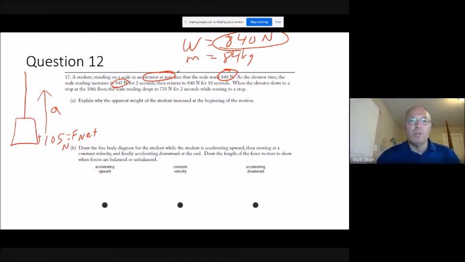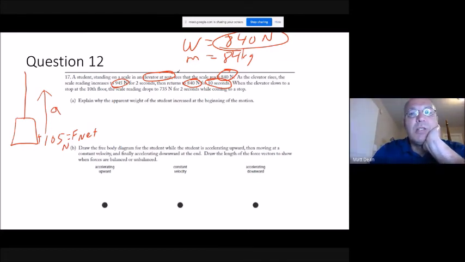All right, so then it returns to 840 for 10 seconds. So what I'm hoping that tells you is that it accelerates to begin with, and then it starts going at a constant speed. It continues up, but it continues up at a constant speed. And as long as it's moving upward at a constant speed, there's no net force, which means the scale reads his real weight for 10 seconds.